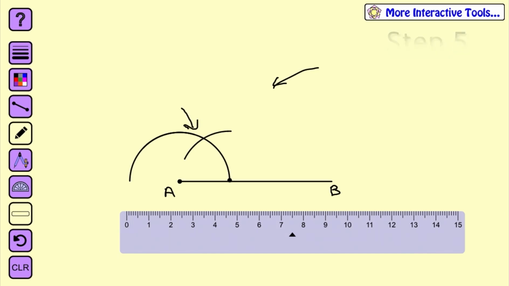This intersection point between the arc I just drew and the semicircle will form a 60-degree angle once I construct it. So how do I do so? Well, all that's left to do is to draw a straight line going through point A and that intersection point. So at the end, it should look something like this. And there we have it. We've constructed a 60-degree angle.